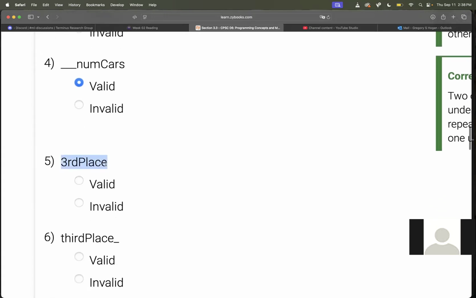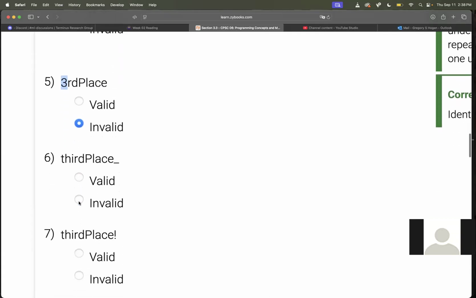Could you name something 3rd place, starting with the number? No. You are not allowed to start a variable name with a number. So that's listed up above. You can't start a variable name with a number. So that's invalid. Could you name something third place, spelled out? Yes.